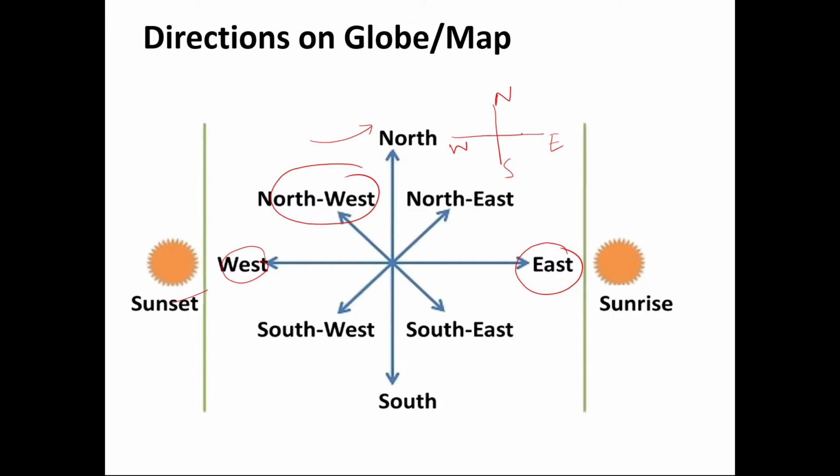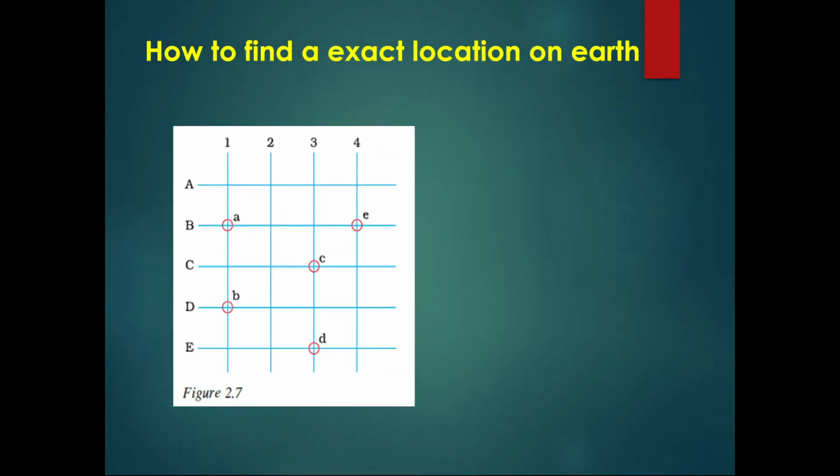Now we will learn in this chapter how to find the exact location on earth. Say if this is earth, and we have to find a certain location like this or this, then we need to have some measures to find it out. Like if we draw some lines like this and some lines like this, numerous lines, then we can say yeah, this location, we can trace it like this, right? So we will learn about it.